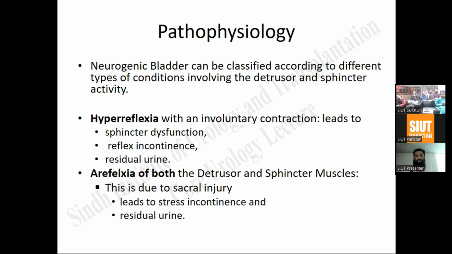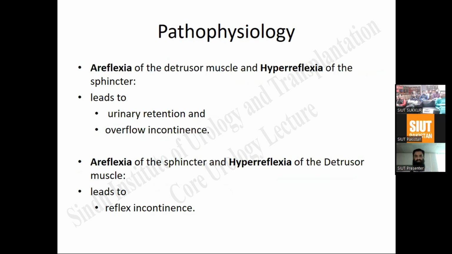The neurogenic bladder can be classified according to different types of conditions involving detrusor and sphincter activity. Detrusor hyperreflexia, which leads to involuntary contraction, leads to sphincter dysfunction, reflex incontinence, and residual urine. Areflexia of both the detrusor and sphincter muscle is due mostly to sacral injury and leads to stress incontinence and residual urine volume. Areflexia of the detrusor muscle and hyperreflexia of the sphincter lead to urine retention and overflow incontinence. And areflexia of the sphincter and hyperreflexia of the detrusor muscle lead to reflex incontinence.